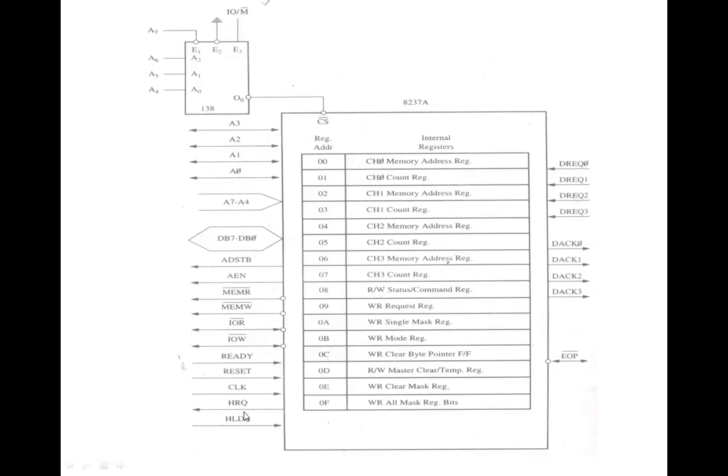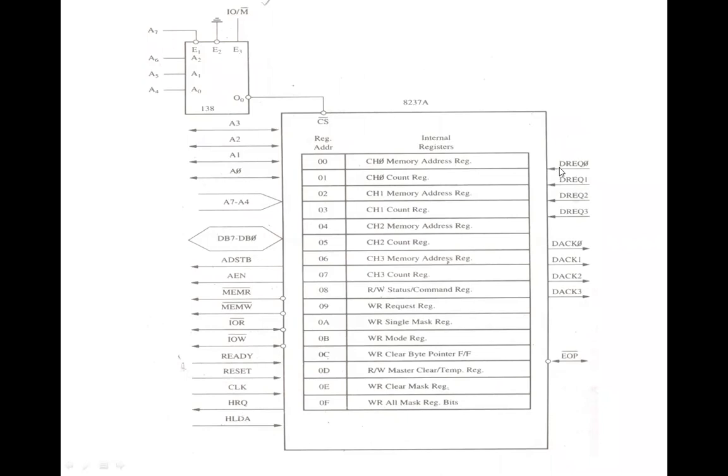And once the HLDA signal is received after the request signal was sent, it informs the controller that access to the system buses is permitted. It is now under the control of the controller. So that is the working of the HRQ.